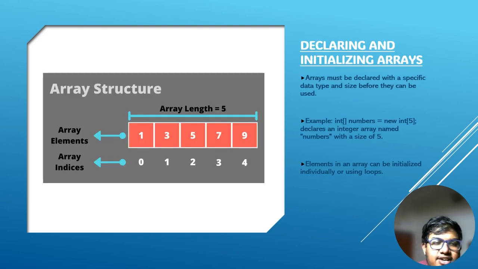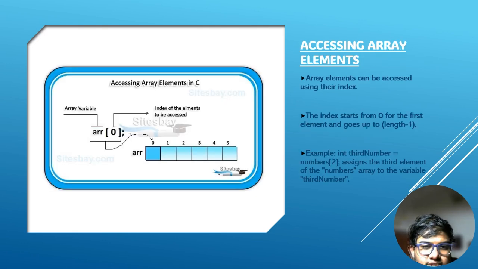Declaring and initializing an array. Arrays must be declared with a specific data type and size before they can be used. For example, you can see int[] numbers = new int[5]. So we just initialized an array numbers of size 5. As you can read, it declares an integer array named numbers with size 5. Elements in an array are initialized using loops or individually. So let's see forward.